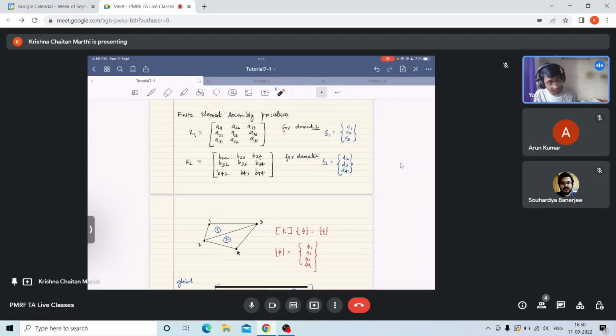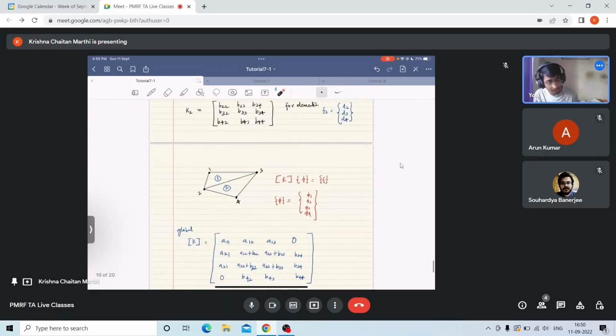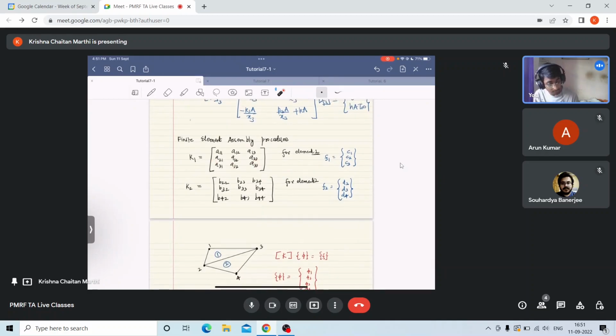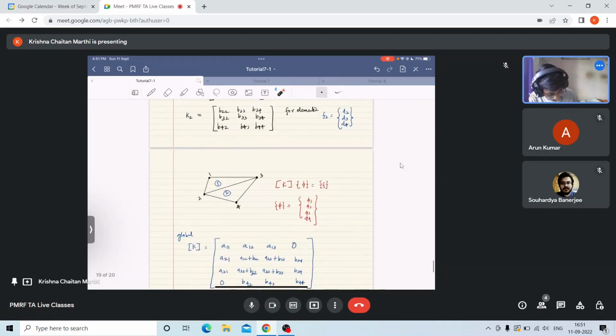φ1, φ2, φ3, φ4 are unknowns. I need to evaluate the values of φ at nodes 1, 2, 3 and 4, so I have to create a global k. I know how to write it for element k, so how do I get the global k?